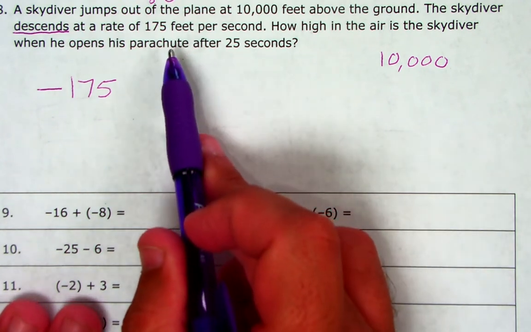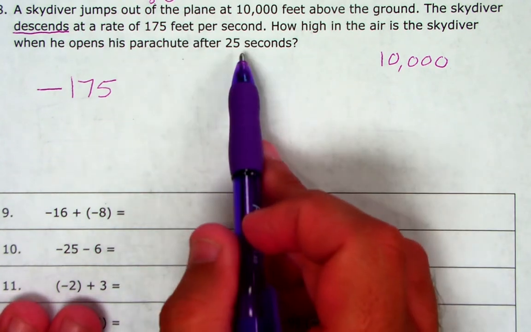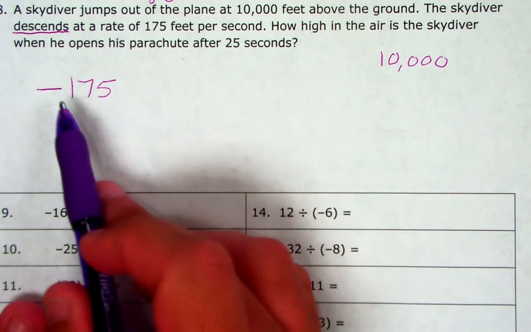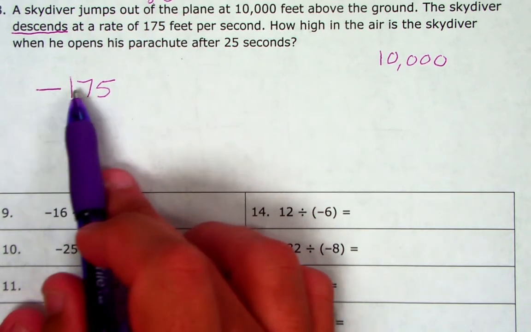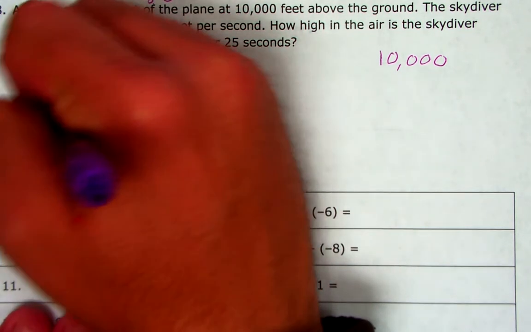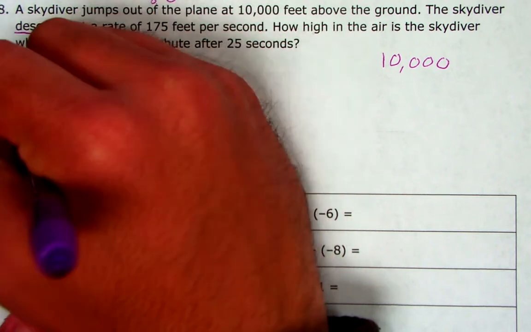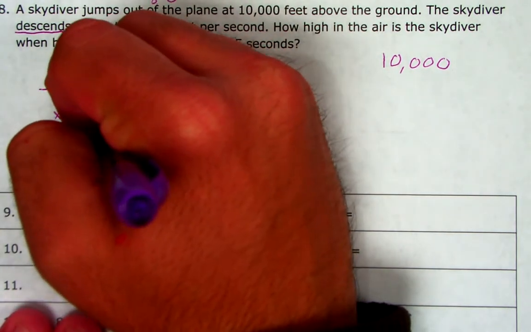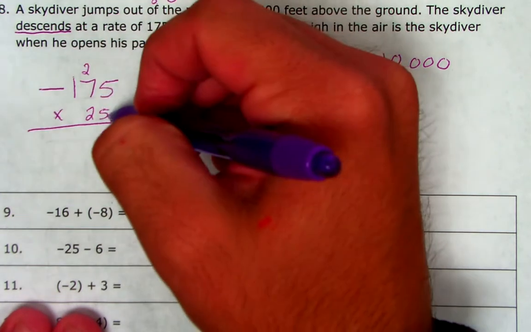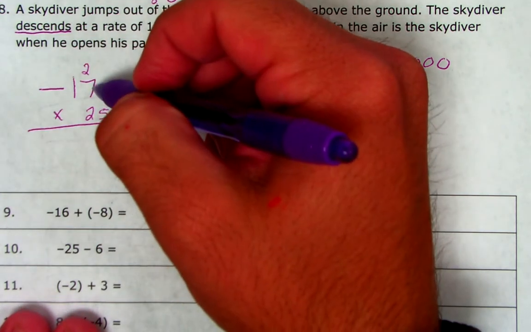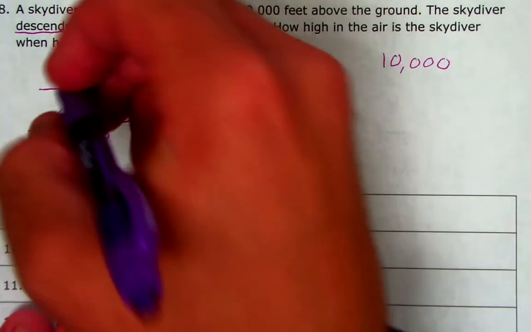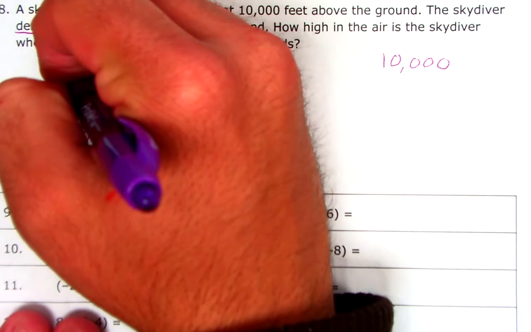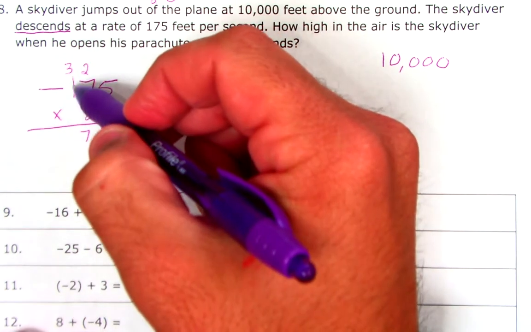We want to know how far he has fallen after 25 seconds. So I'm going to take that negative 175, and I'm going to multiply that by the 25 seconds. So let's do that math. 5 times 5 is 25. 5 times 7 is 35, plus 2 is 37. 5 times 1 is 5, plus 3 is 8.